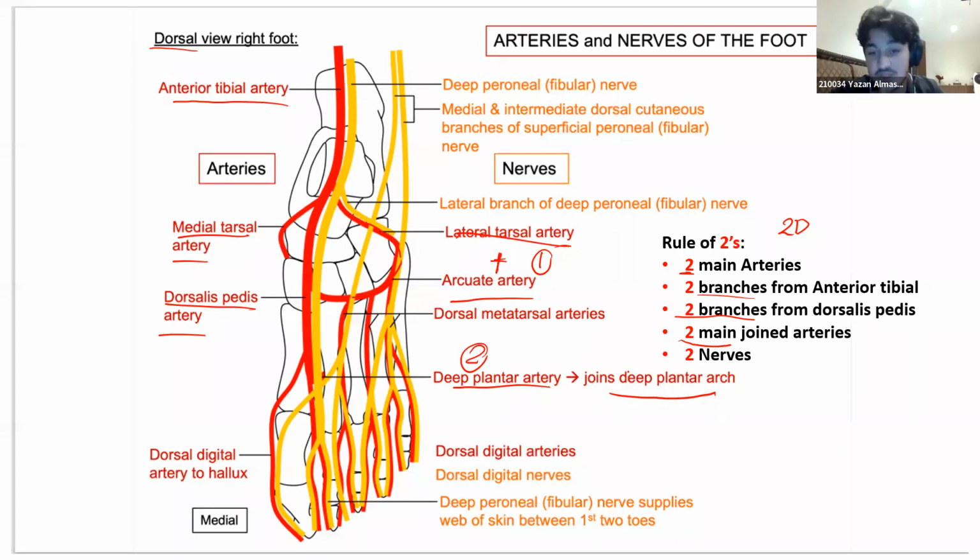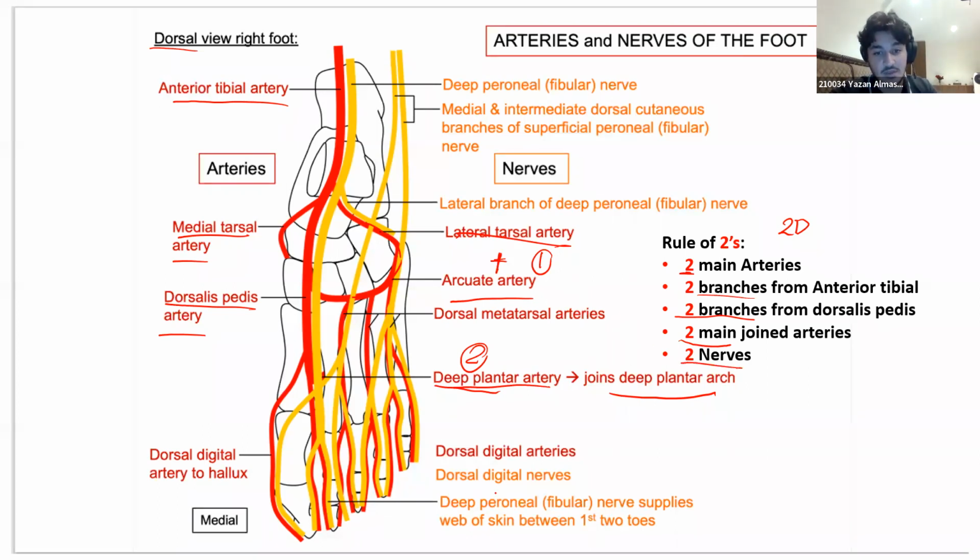Now, we're going to discuss what the deep plantar arch is in the next slide, inshallah. So just keep in mind, we have 2 main joint arteries: the arcuate with the lateral tarsal, and the main one, the most important one. If you're going to remember one of these 2, just remember the deep plantar artery joining with the deep plantar arch. And then we have 2 nerves.